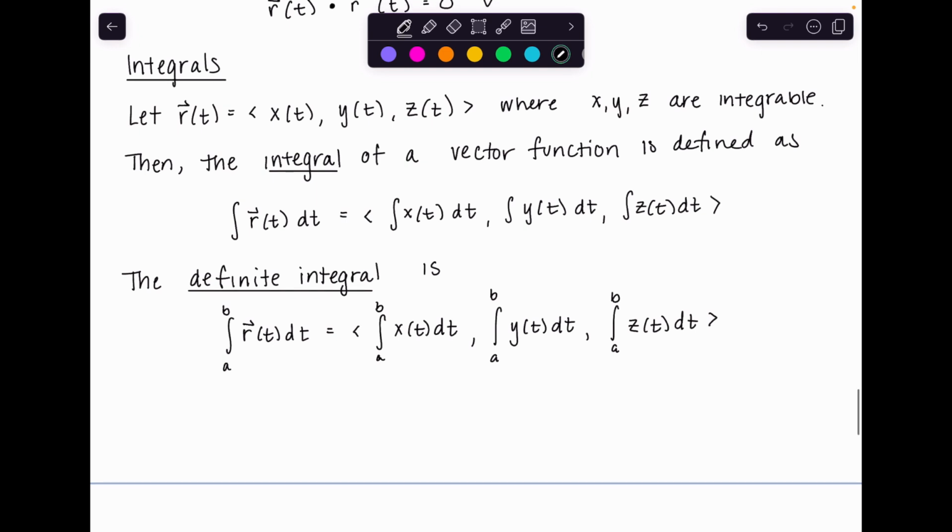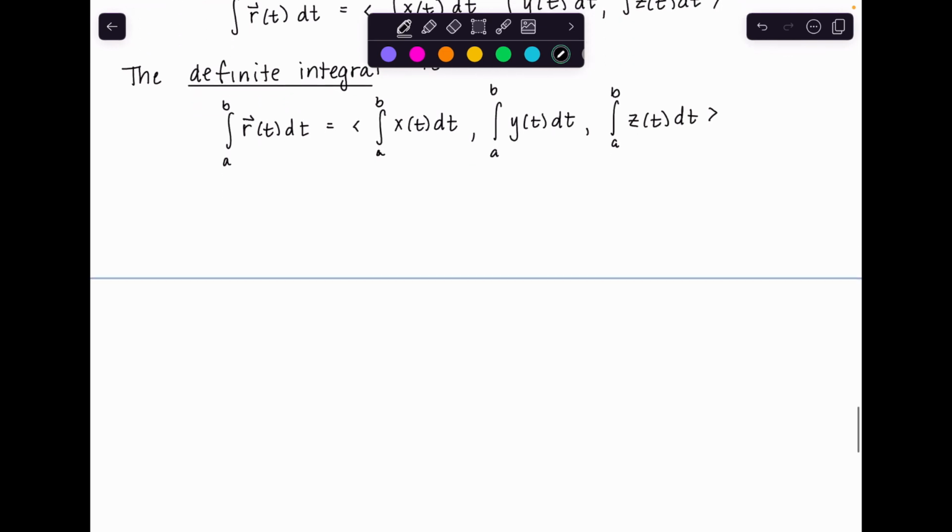So let's try an example. And we're going to do a definite integral. We're going to evaluate the integral from 0 to 1 of 4 over 1 plus t squared times the vector j plus 2t over 1 plus t squared k.